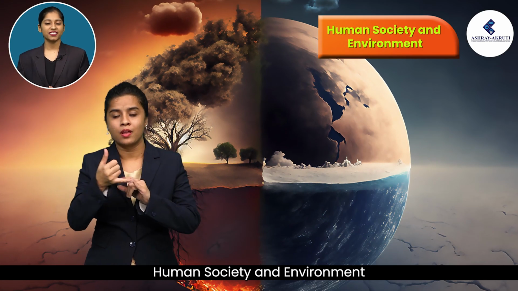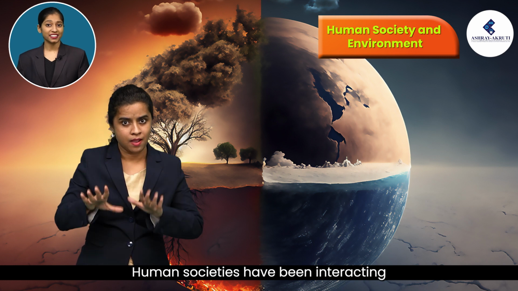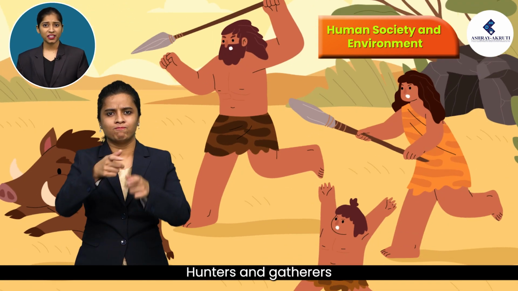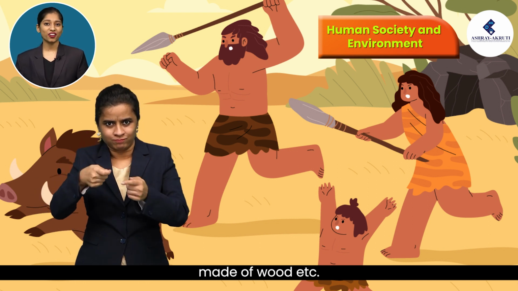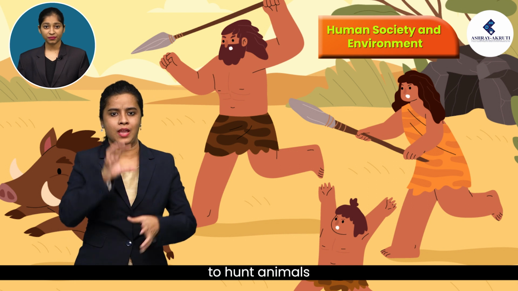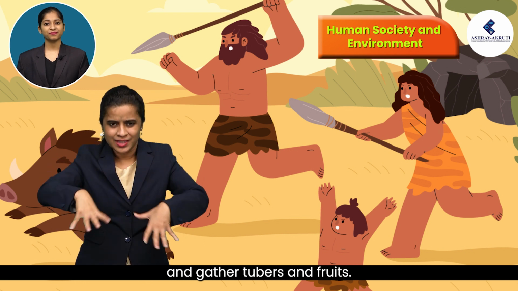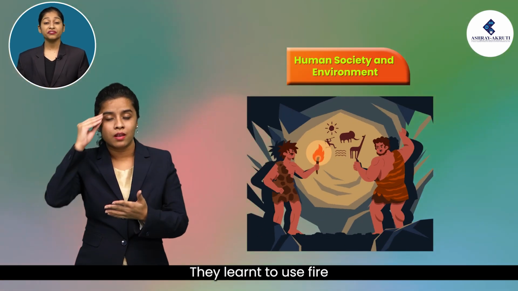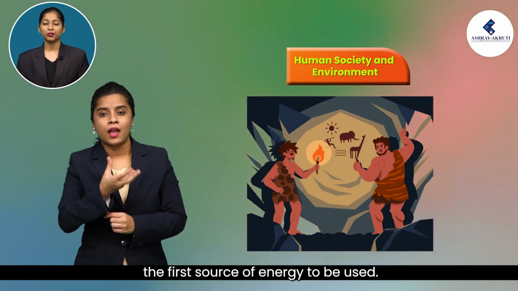Human society and environment. Human societies have been interacting with the environment and changing it. Hunters and gatherers used stone tools and tools made up of wood, etc. to hunt animals and gather tubers and fruits. They learned to use fire by lighting sticks and grass, the first source of energy to be used.